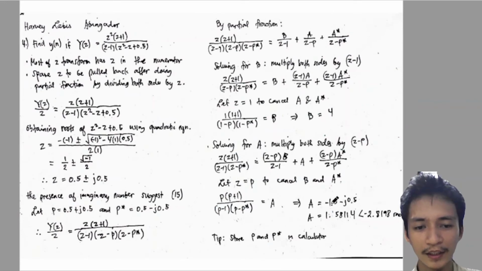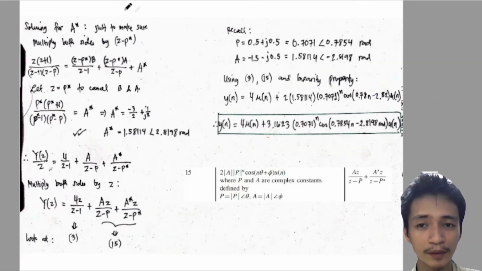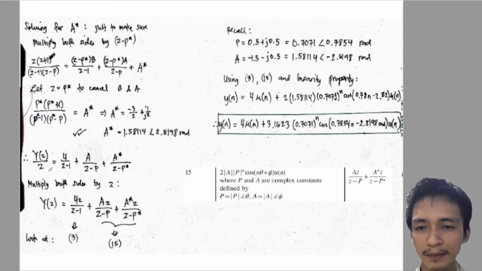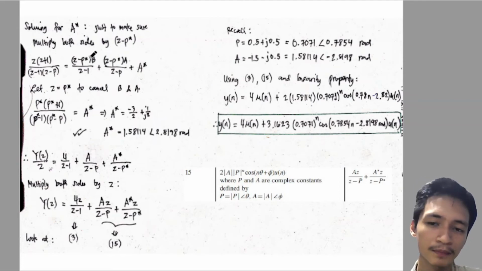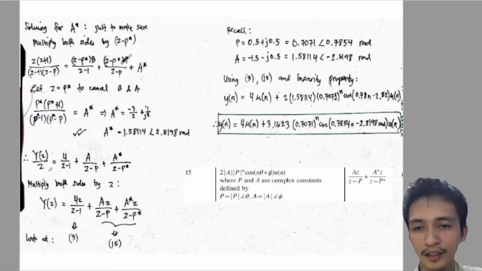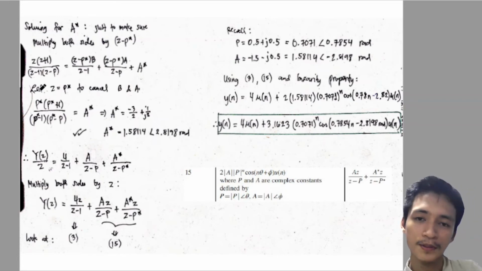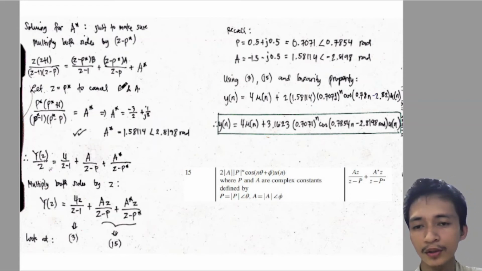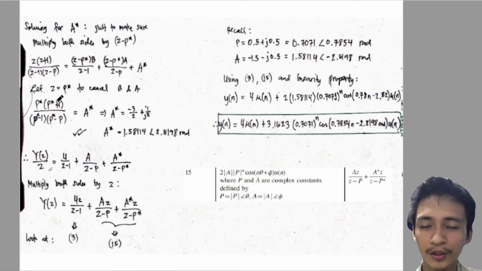Notice that we have A here, so we can just take the conjugate of that, but just to make sure, we will solve also the A conjugate. We multiply both sides by (z minus p conjugate), so that becomes z times (z plus 1) all over (z minus 1) times (z minus p) is equal to (z minus p conjugate) times B over (z minus 1) plus (z minus p conjugate) A over (z minus p) plus A conjugate. So if we let z equals p conjugate to cancel B and A, we get p conjugate times (p conjugate plus 1) over (p conjugate minus 1) times (p conjugate minus p). That will equal A conjugate.